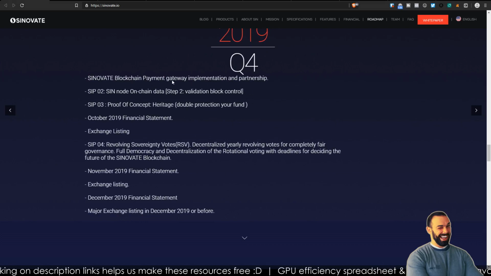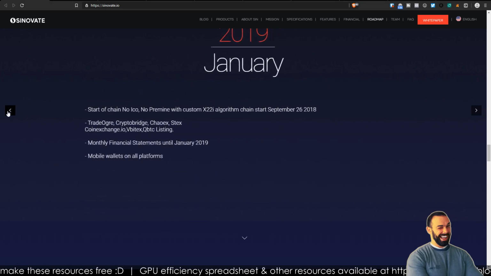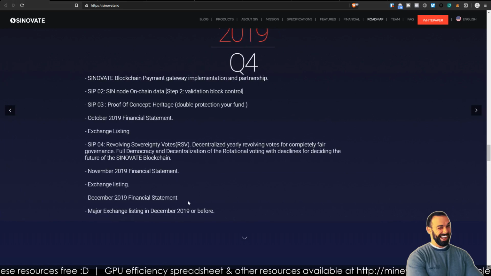Looks like they want to create a payment gateway. Everybody does. There's several really good projects that they can adapt, of course, fork on GitHub and make work. And jump right back again, and more exchange listings. There you go. But right here, revolving sovereignty votes.